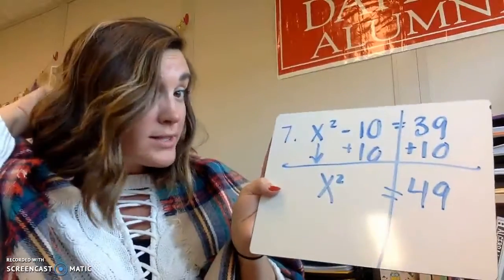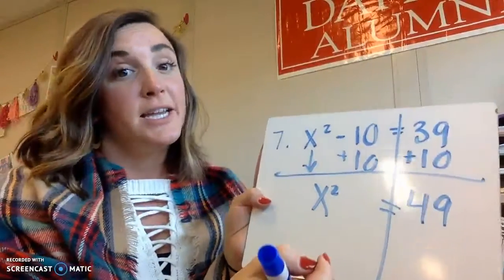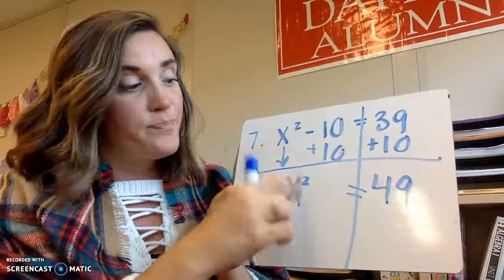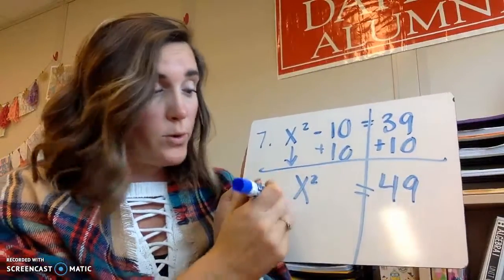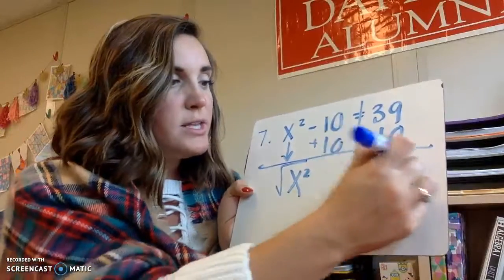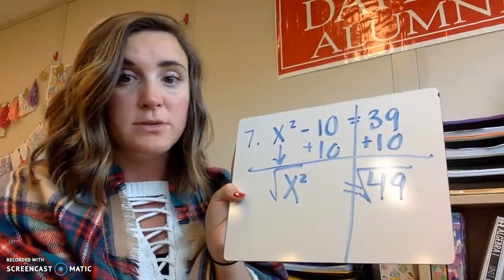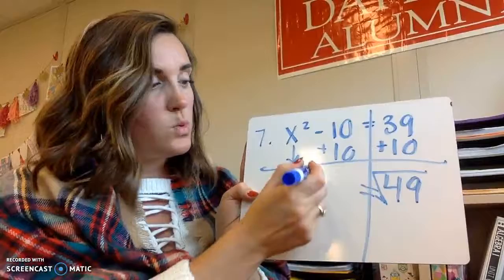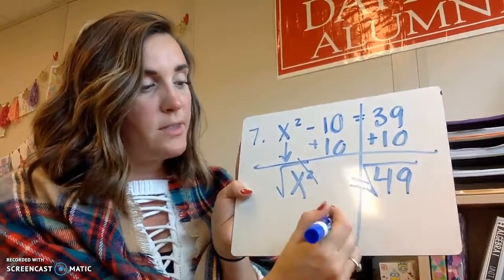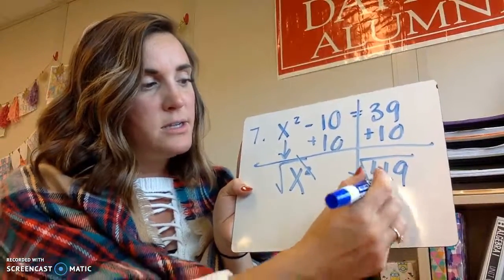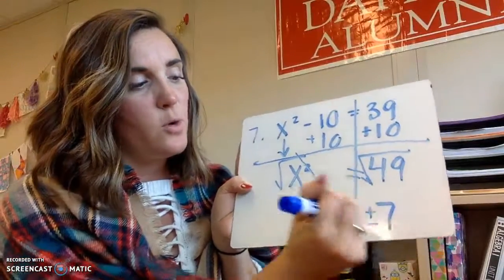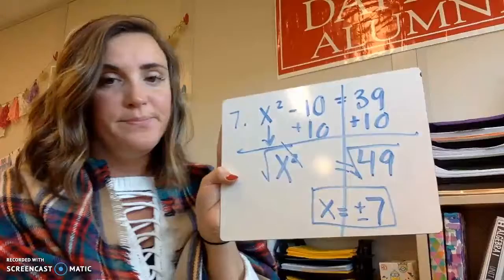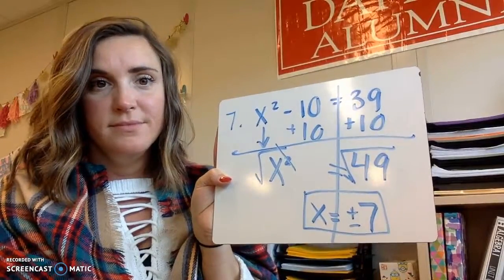So far we've done one step. We've added 10 on each side. The second step is to get rid of that being squared, or to take the square root of each side. So this is your second step in the two-step equation. Square root of x squared will cancel that out, leaving us with x. Square root of 49 is 7. Don't forget, plus or minus values are important.